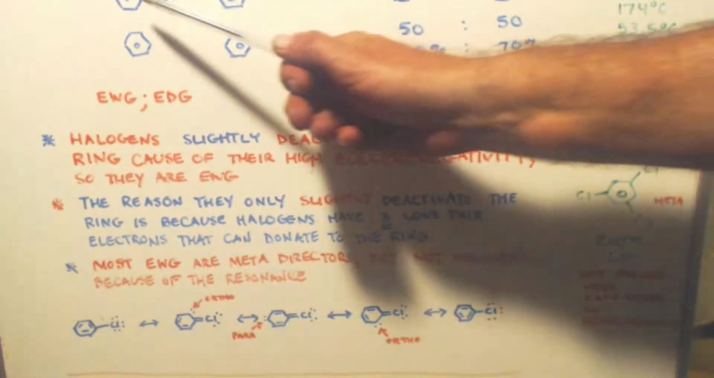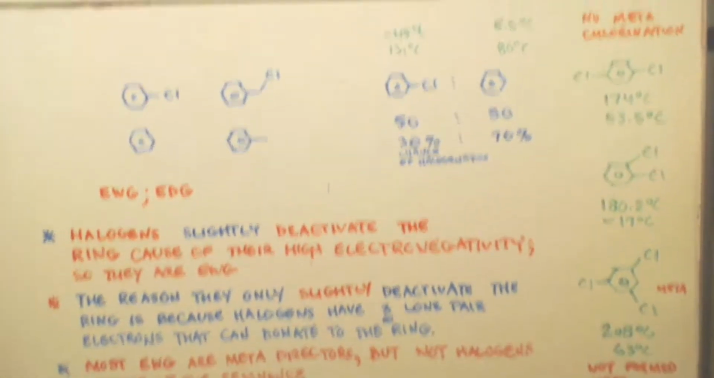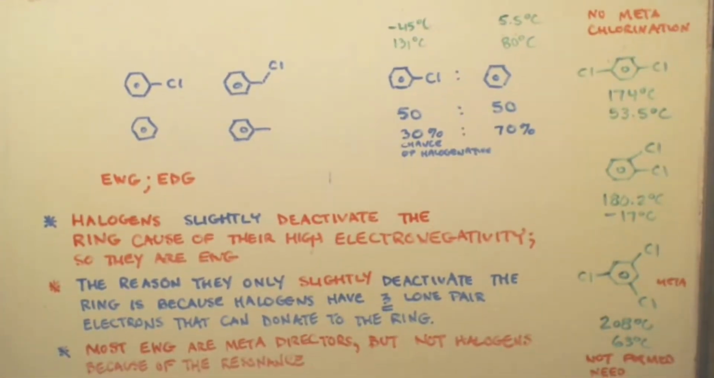So with this reaction here, with the benzene, making chlorobenzene, you don't have to worry about meta chlorination. There is no meta chlorination, okay? Because they're not meta-directors. The charge doesn't jump around on the benzene ring on those positions, okay?